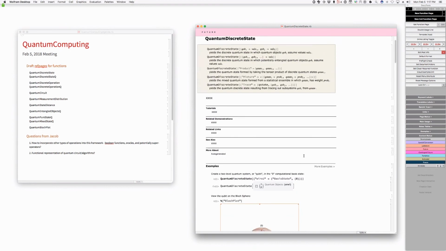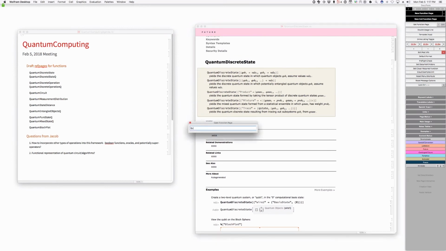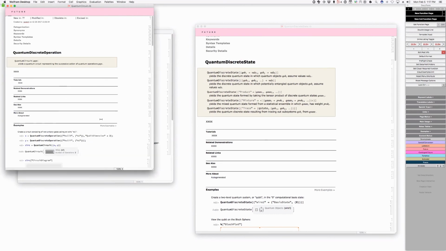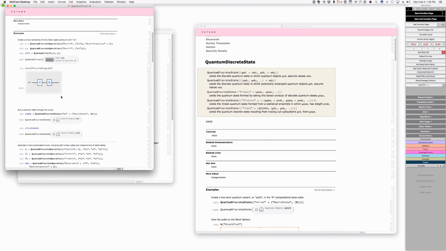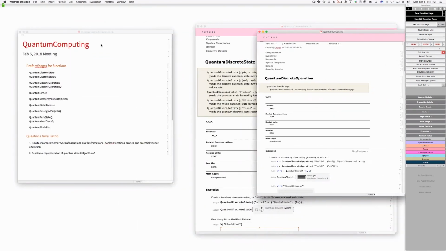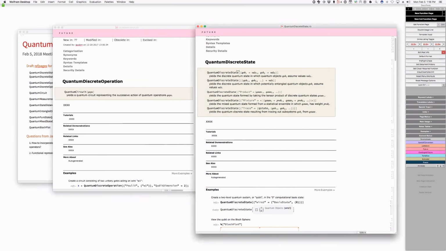Boy, there's a lot of stuff here. So where should I start looking to start seeing a more complete example? Is quantum circuit the place to go? Quantum circuit and quantum operation will have some other things. But then the documentation here looks rather incomplete. Oh, I see it. It doesn't have anything for these other ones either. Okay, let's look at your quantum discrete state first of all.